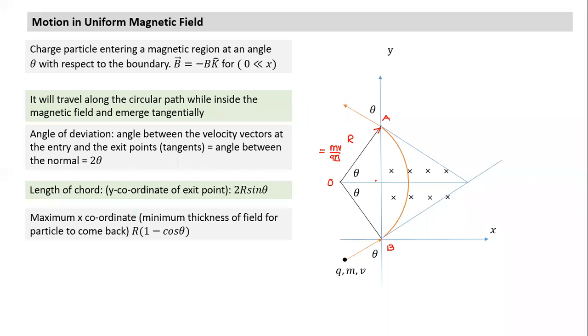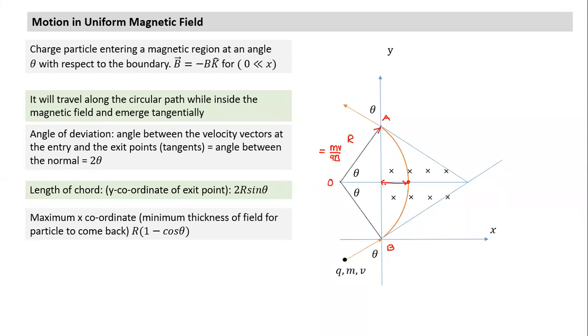Okay, what is the maximum x coordinate? It enters at the origin. So this is the point where it had the maximum x coordinate, and this is the depth it will go inside the magnetic field. Can we calculate this length also? This length is equal to R minus this length here. And what is this length equal to? How deep will it go inside the magnetic field?